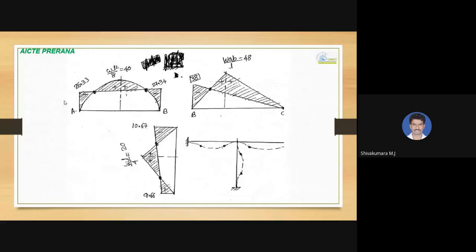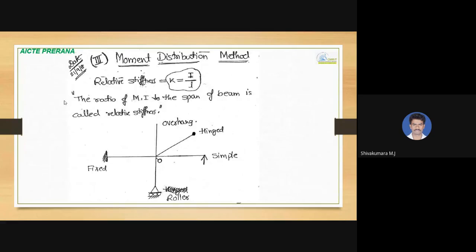Next topic is the moment distribution method, another method for the analysis of indeterminate structures. It is an iteration process that we use over here. And you need to have the value of relative stiffness here. Two types of stiffness you have, absolute and relative stiffness. We'll use relative stiffness for the calculation, that is K equal to I divided by L, where I is the moment of inertia and L is the span of the beam.